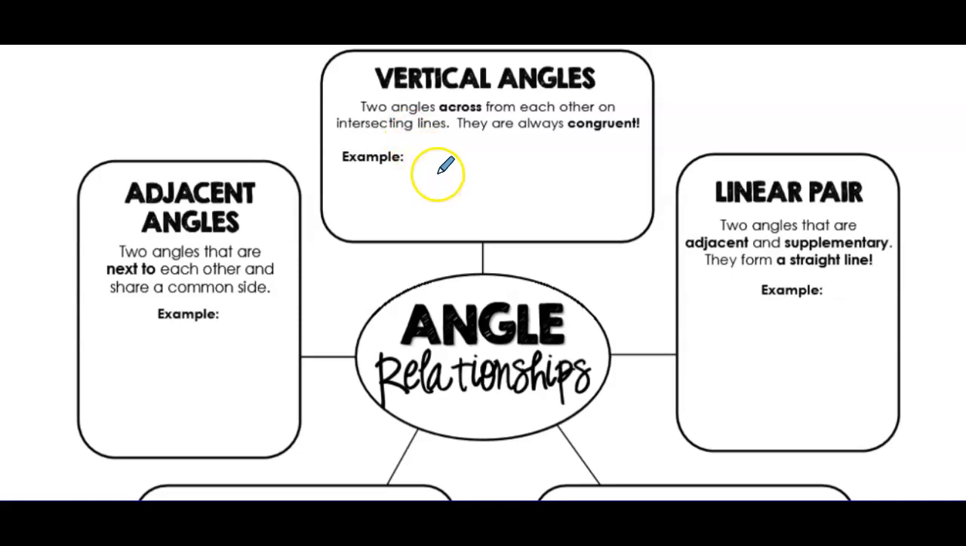All right, so for vertical angles, what you want to have is exactly two lines that intersect each other. And once those two lines intersect each other, you can number the angles. So 1, 2, 3, 4, for example. And what you would say is that angle 1 is congruent to angle 3, and also that angle 2 is congruent to angle 4. So if your diagram was similar to that, just go with it.